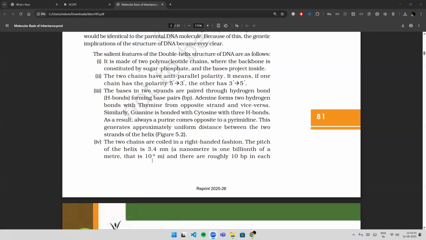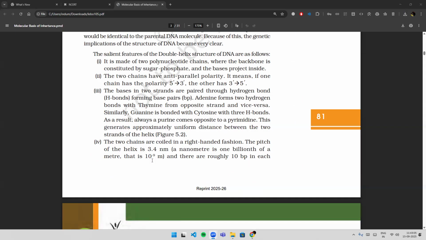Number 3. The bases in two strands are paired through hydrogen bonds, forming base pairs. Adenine forms two hydrogen bonds with thymine from the opposite strand and vice versa. Similarly, guanine is bonded with cytosine with 3 hydrogen bonds. As a result, always a purine comes opposite to a pyrimidine. This generates approximately uniform distance between the two strands of the helix.